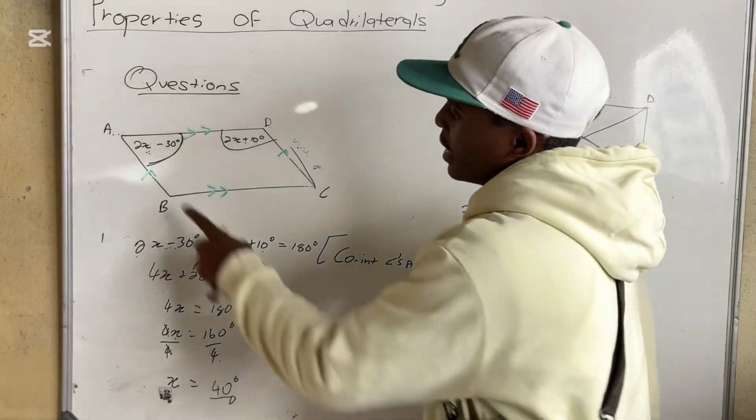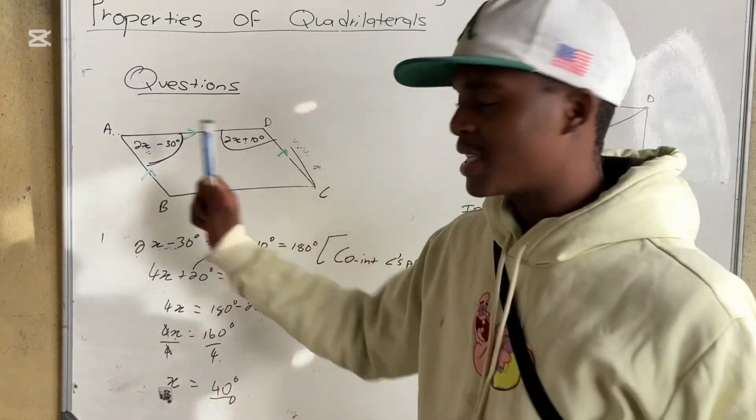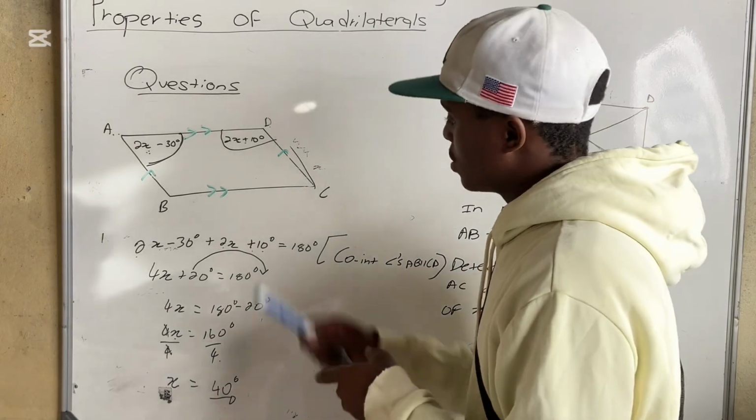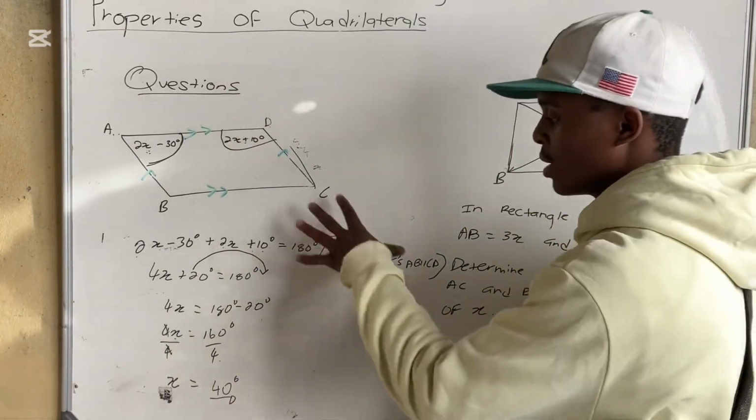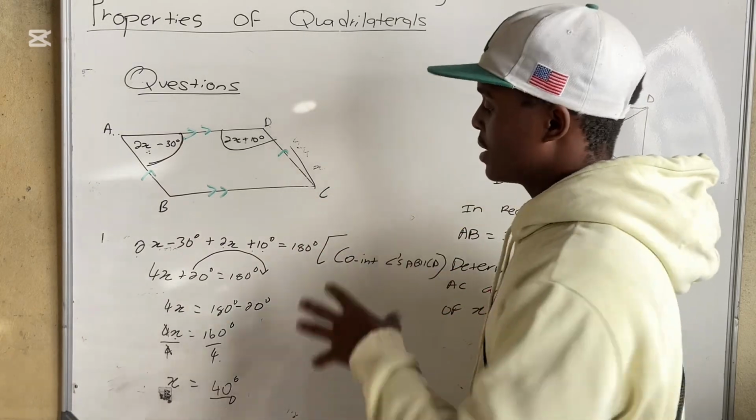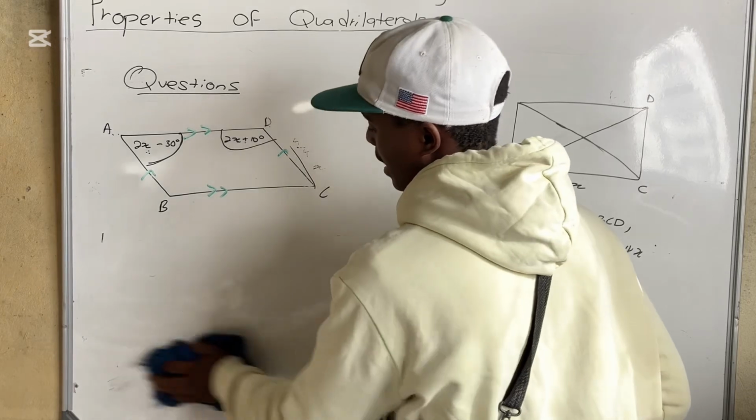Because why? Remember, your x is here. You have to find the size of this angle by substituting what? The 40 degrees. So let me erase so I can write properly. I hope everyone understands that. If you don't understand, please comment and tell me where you don't understand so I can clarify it thoroughly.